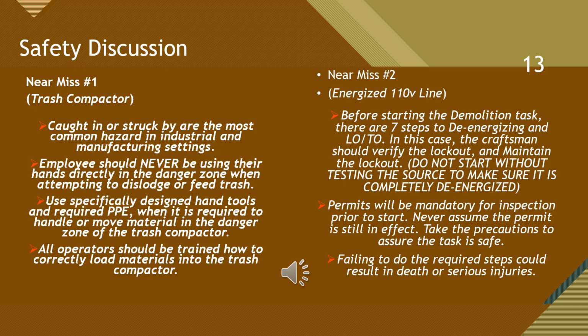Moving on to near miss number 2. That was the energized 110 volt line. Before starting the demolition task, there are 7 steps to de-energizing and doing a lockout-tagout process. But in this case, the craftsman should have verified the lockout and maintained the lockout. Do not start without testing the source to make sure it is completely de-energized.